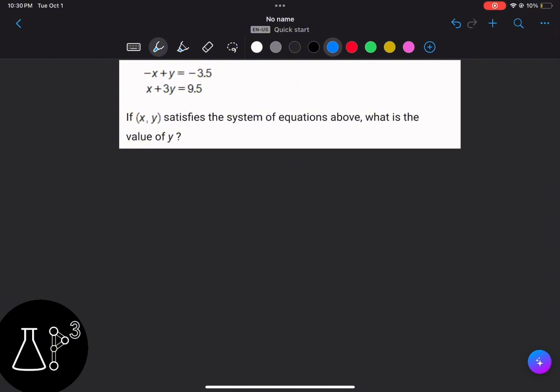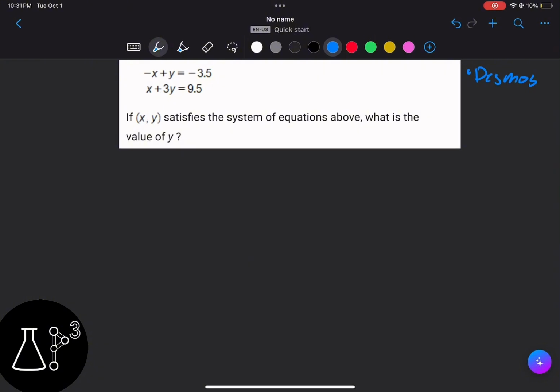Okay, this question is a Desmos question. So Desmos. And again, we'll use that at the end to see why. So if x and y satisfy the system of equations above, what is the value of y? So we're given -x plus y equals -3.5 and x plus 3y equals 9.5. Now with a system of equations, we can do two things. We can either make y equals or x equals, or we can multiply it for us to add it. In this case, we want to add both equations, and you'll see why.